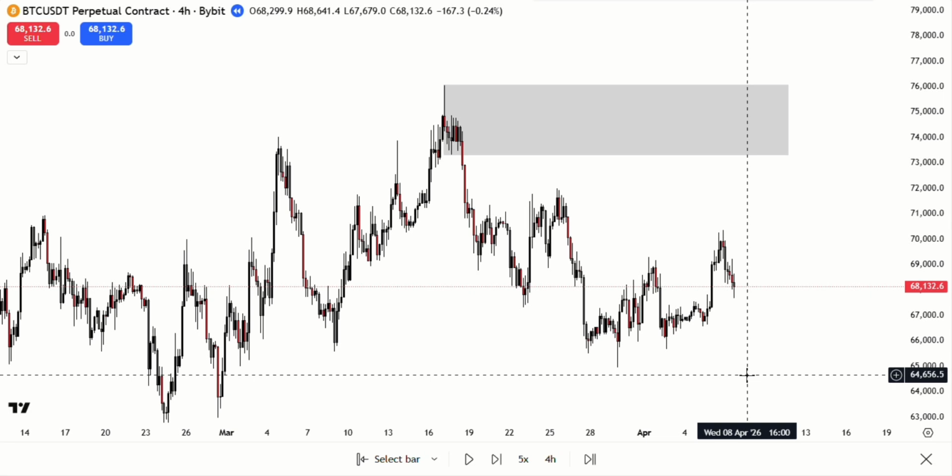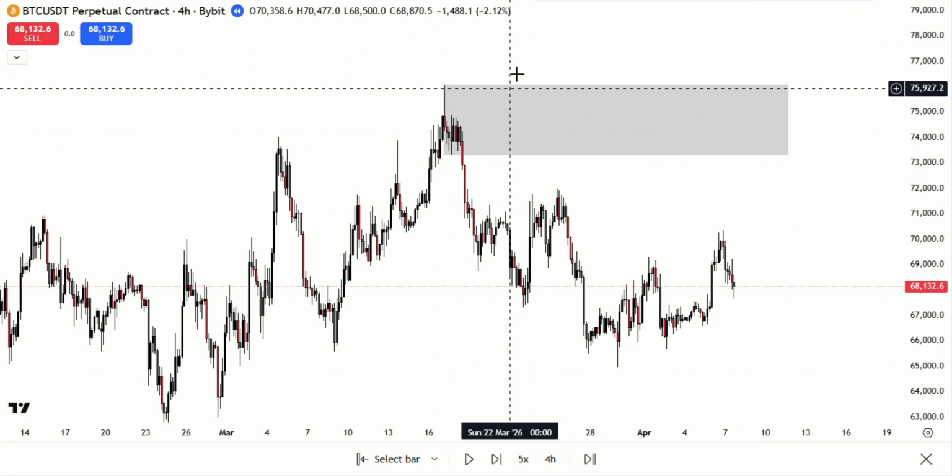So what are flip zones? Flip zones are basically supply and demand zones that have failed, and you would make a demand zone into a supply zone and a supply zone into a demand zone. So let me show you. Let's just get right into it.